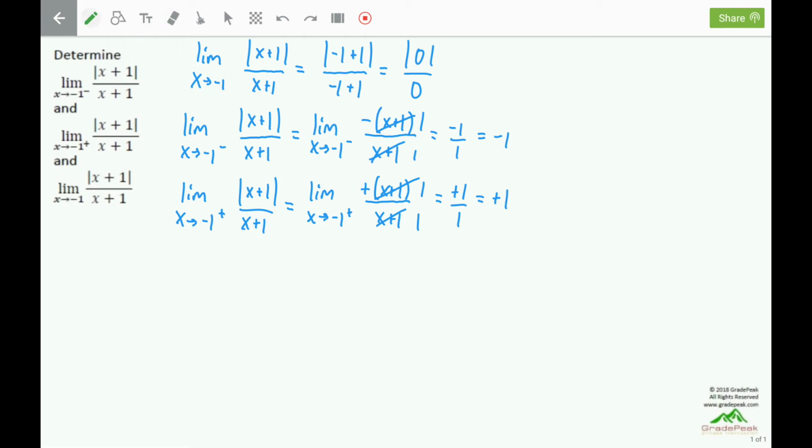Now for the two-sided limit, we can compare the results of the one-sided limits to each other. Since they do not match each other, the two-sided limit up here does not exist, and there's the results for those three different limits.